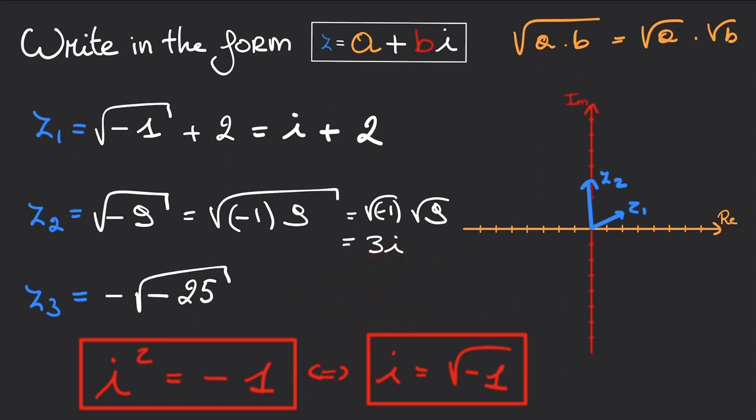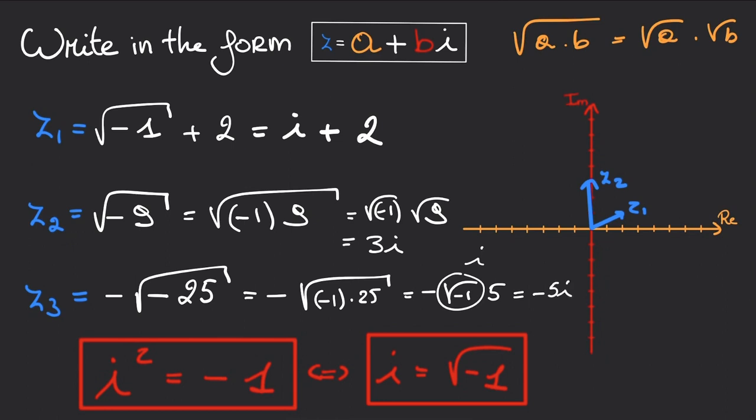So I'm just going to recopy the first negative sign, and then the square root of -25, I will copy as -1 times 25. Again, I will split the square roots. I have the square root of -1, and the square root of 25, which I will directly write as 5. Square root of 25, I have replaced by 5. Square root of negative 1, I will replace by i. And the final answer is minus 5i.